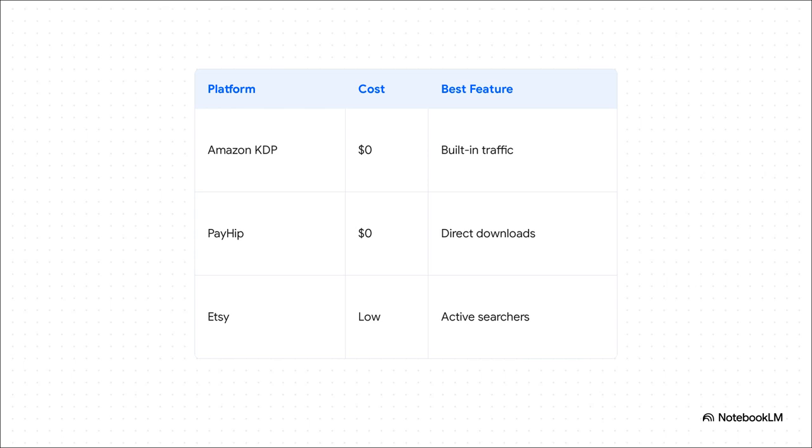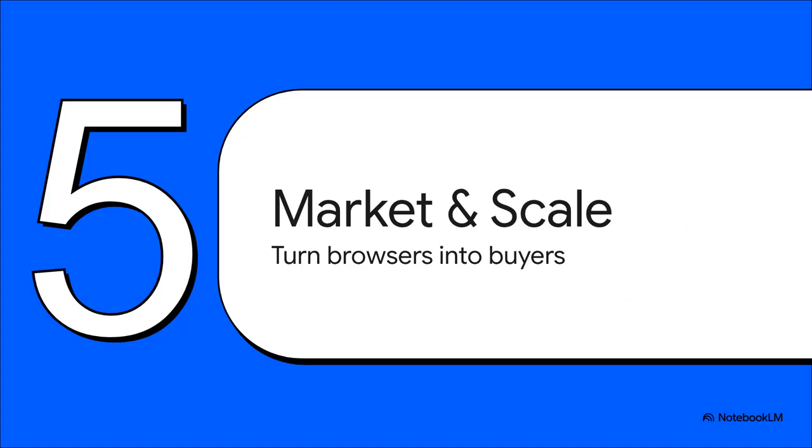I mean, 70 to 80% of US book sales happen there, and Amazon handles all the messy delivery and customer service stuff for you. On the flip side, Sandra Dee Vega recommends PayHip. It's perfect for direct, zero-cost digital downloads, and you actually get to keep your own customer data. And then Luna Vega points out that Etsy is fantastic for capturing highly active problem solvers who are already hunting for digital guides.